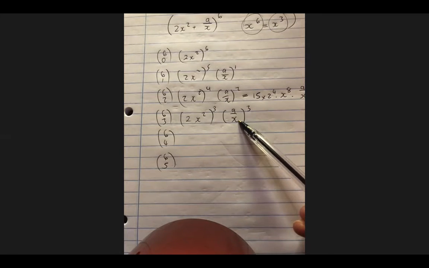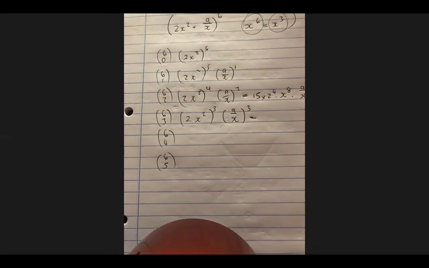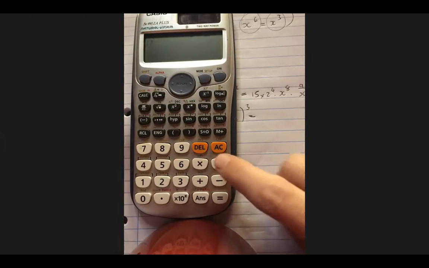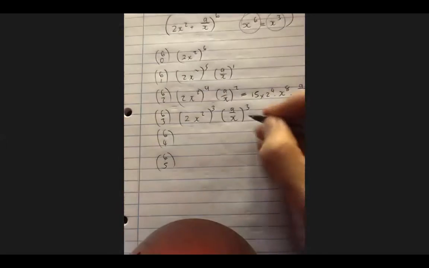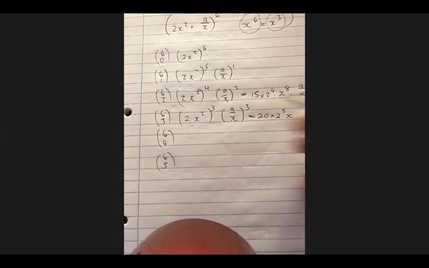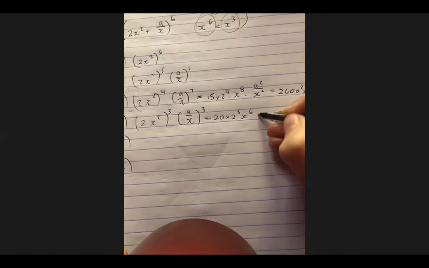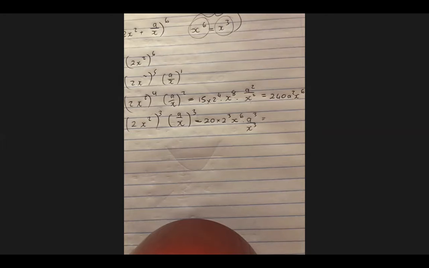And then I think this is going to be the one. So I'm going to expand it. Just do selective expansion. Don't do the whole thing. Let me just show you the button again. 6, choose 3. 20. Okay, so this gives me 20 times 2 to the power 3, x to the power 6. And then remember distribution, hey? So it's going to be a to the power 3 over x to the power 3.